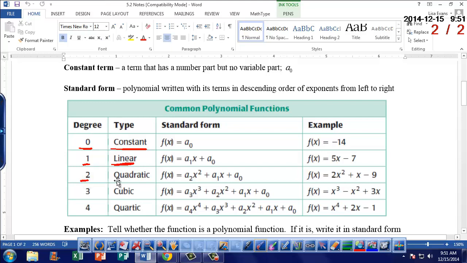If there's a degree of 2, that's a quadratic, and you know that because we've done 2 whole units of quadratics. If there's a degree of 3, it's a cubic, and if there's a degree of 4, it's called a quartic. Okay, so we're just going to get started with some examples.